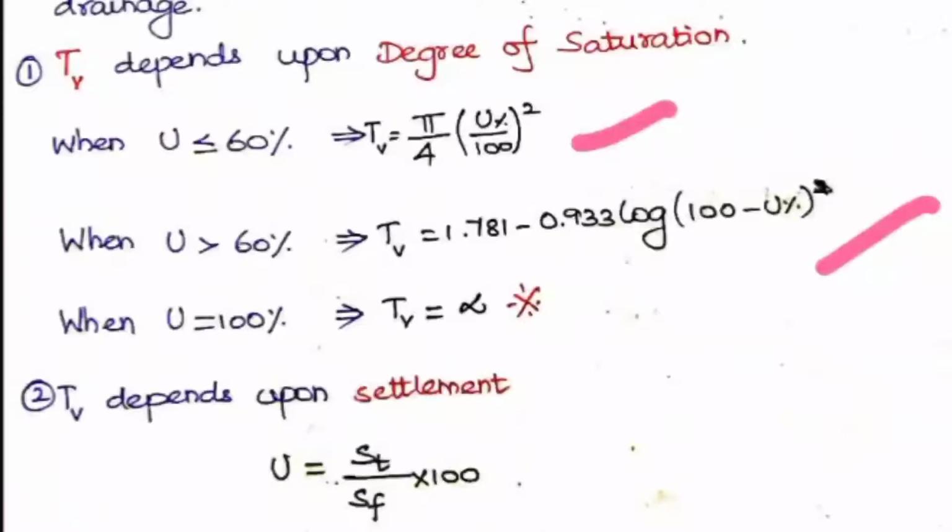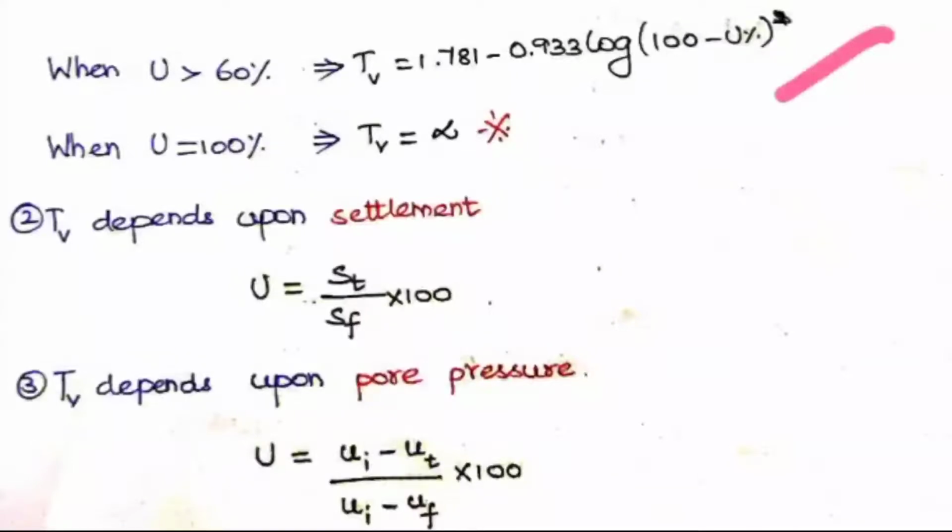And when U is equal to 100, that is the degree of saturation is 100, the time factor will be infinity. So it takes a very long time for the consolidation to happen. And then it depends on the settlement also. So based on settlement, another formula is given here. The settlement at any time to the final settlement into 100. And the same thing for pore pressure also: the pore pressure initial minus the pore pressure at any time, divided by the difference in the pore pressure, that is initial minus final, into 100. So these are the formulas to find the Tv, that is the time factor for consolidation.